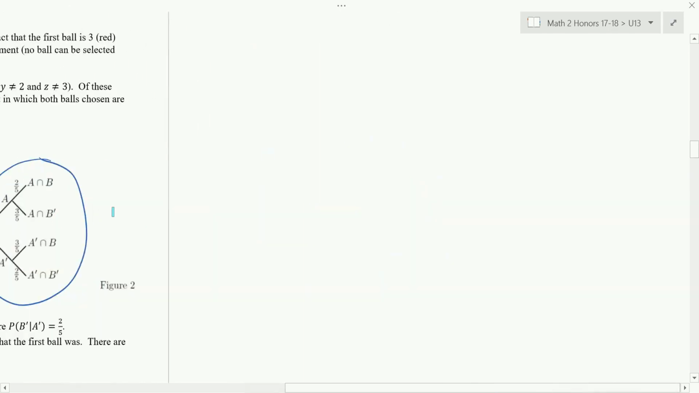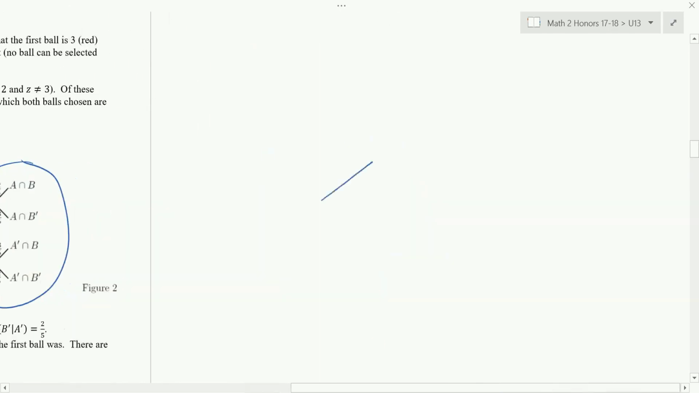So with a tree diagram, say we have 2 events. Event A can happen or it may not. And then if A happens, event B may happen or it may not. And if event A does not happen, event B can happen or it may not. So there's 4 different routes that you can take when you have 2 different events.